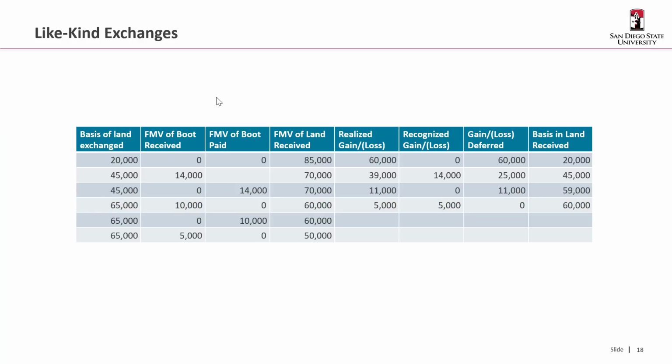All right, let's skip down to the 1, 2, 3, 4, 5, 6th row. In this case, I've paid boot instead of received boot. So let's think about calculating your realized gain or loss. What do you get? You get something worth 60,000. What are you giving up? Well, you're actually giving up 65,000 in basis plus cash of 10,000, or 75. Therefore, you actually have a loss of 15,000.